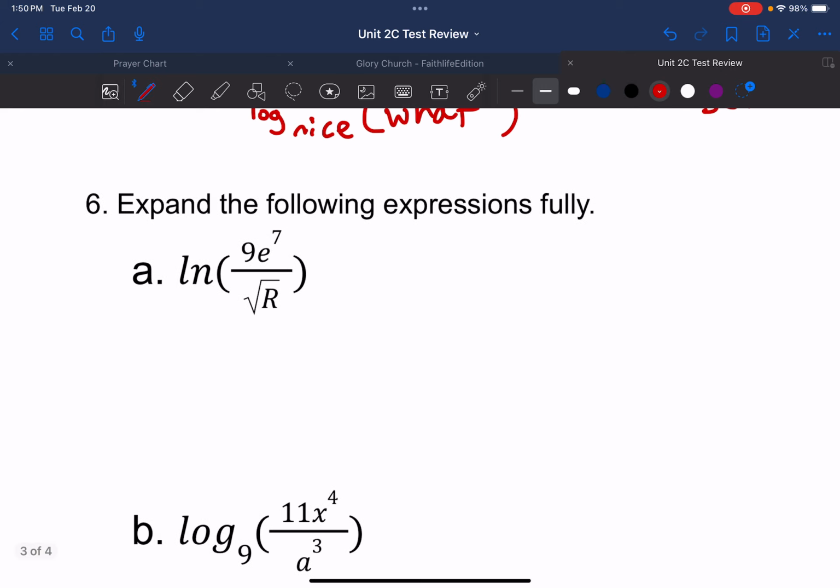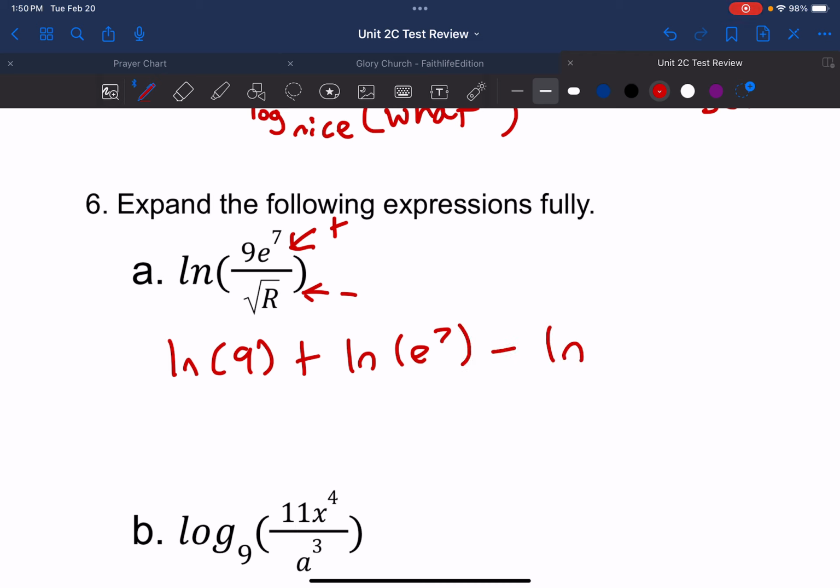So expand the following expression fully. So I'm going to break these up. Remember, the top breaks into addition, the bottom into subtraction. So it's going to break up into ln of 9 plus ln of e to the 7th minus ln. And I'm going to go ahead and write square root of r as r to the 1/2. So square root is the same thing as the 1/2. So ln of r to the 1/2.